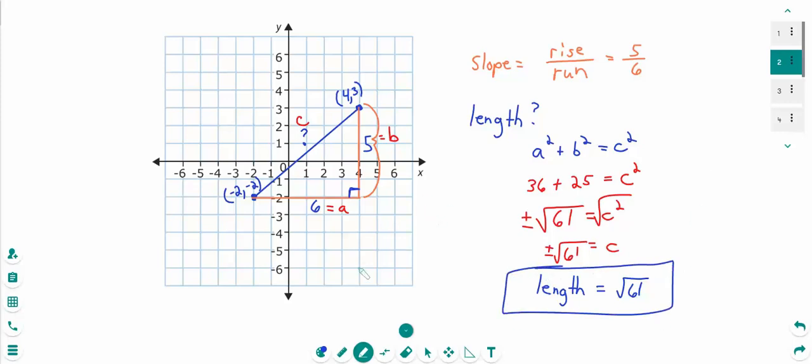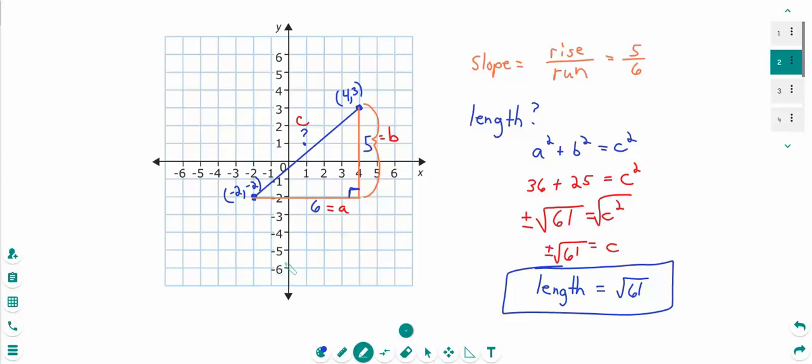All right? So hopefully that's pretty clear to you. It's actually pretty cool when you really look at it. We're able to use that Pythagorean theorem, which maybe didn't look that interesting, but now you can take any 2 points on a graph and actually find the distance between those 2 points by using the Pythagorean theorem.